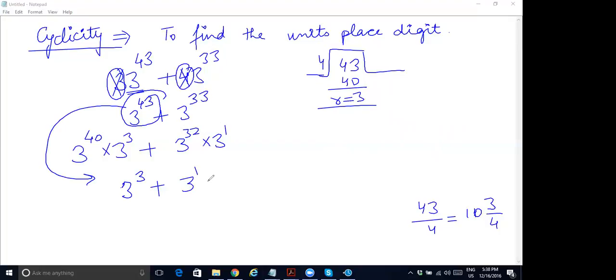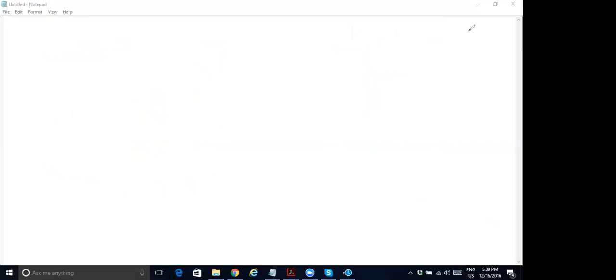So 3 to the 3 will give the units place digit of 7, plus 3 to the 1 will give the units place digit of 3. 7 plus 3, so we will get a 0. If you can give me another question, I'll try. Actually, this question doesn't check all the concepts of cyclicity.